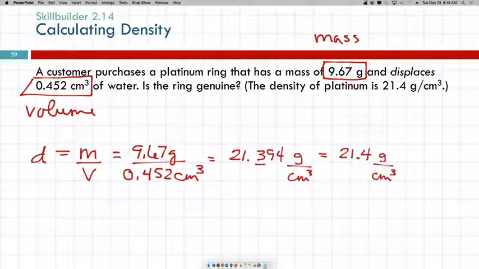So the ring is platinum. Answer, yes. Genuine.